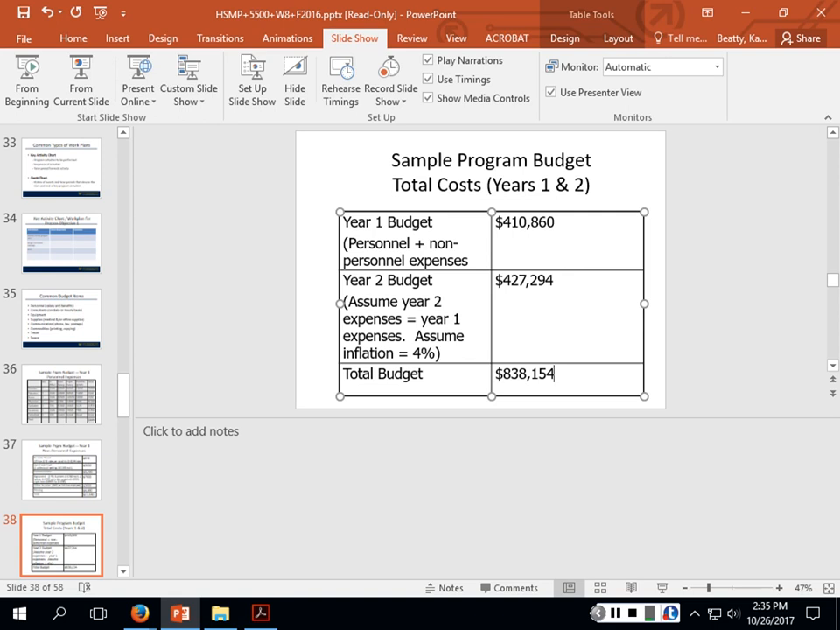For your project, you will be developing a budget for year 1. It's not going to be a 1-year project, obviously, because you're going to have short-term, intermediate-term, and long-term objectives. But for the sake of the project, you will just develop a personnel and non-personnel budget for year 1. Any questions before we go to break?